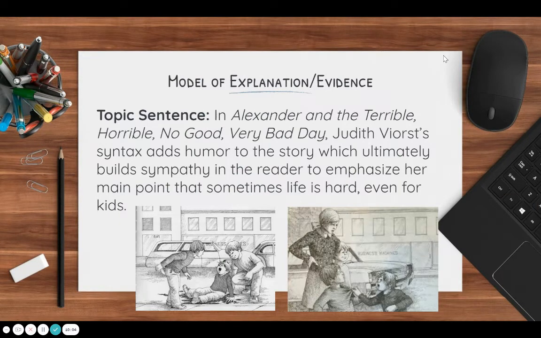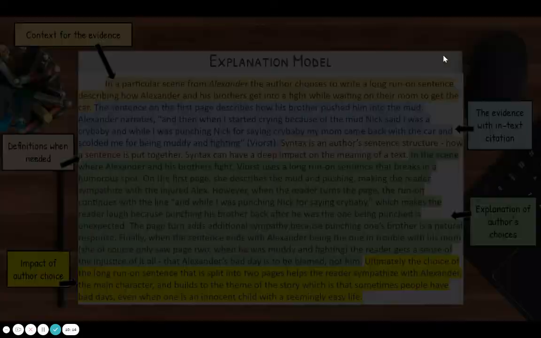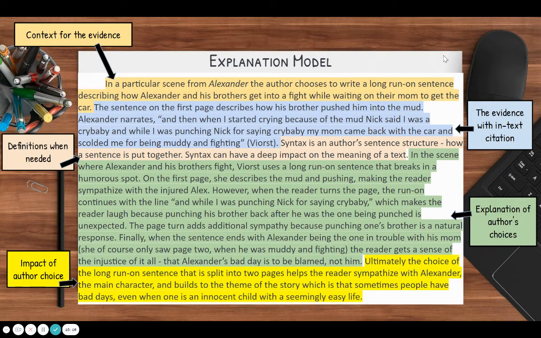In Alexander and the Terrible, Horrible, No Good, Very Bad Day, Judith Viorst's syntax adds humor to the story, which ultimately builds sympathy in the reader to emphasize her main point that sometimes life is hard, even for kids. In a particular scene from Alexander, the author chooses to write a long run-on sentence describing how Alexander and his brothers get into a fight while waiting on their mom to get the car.